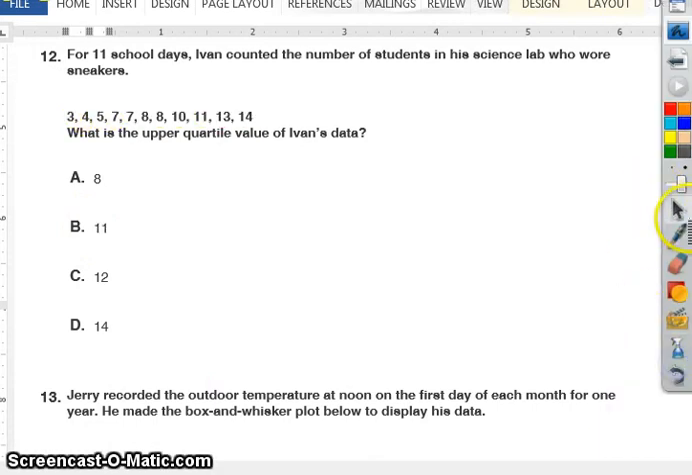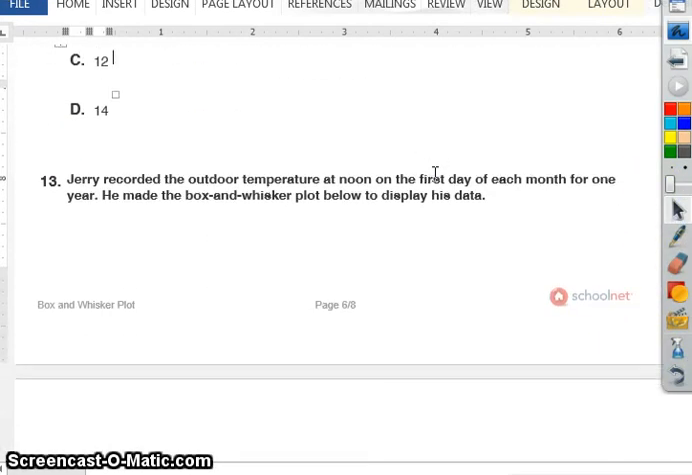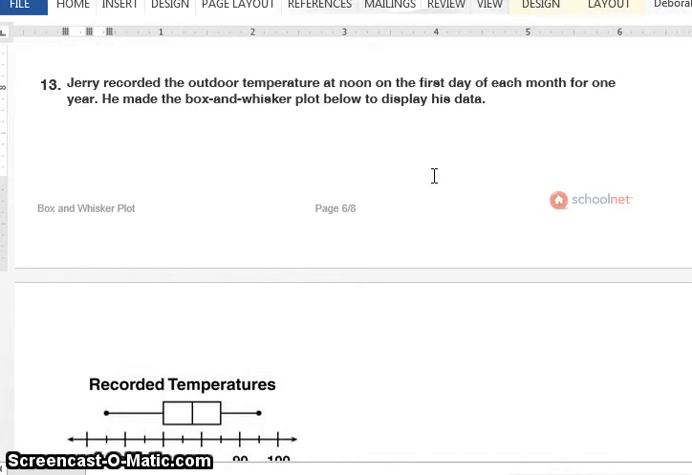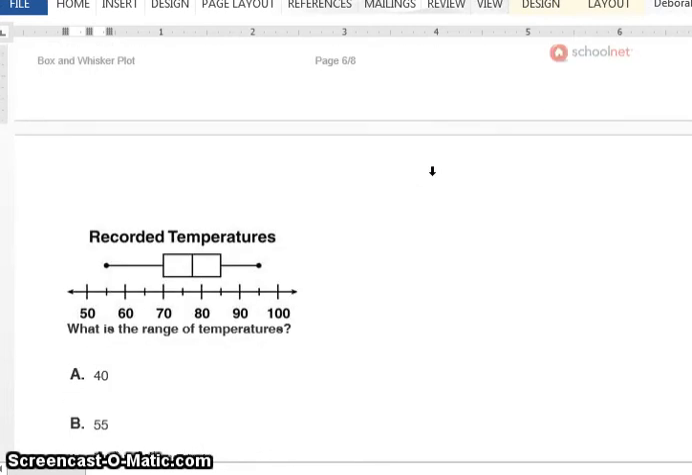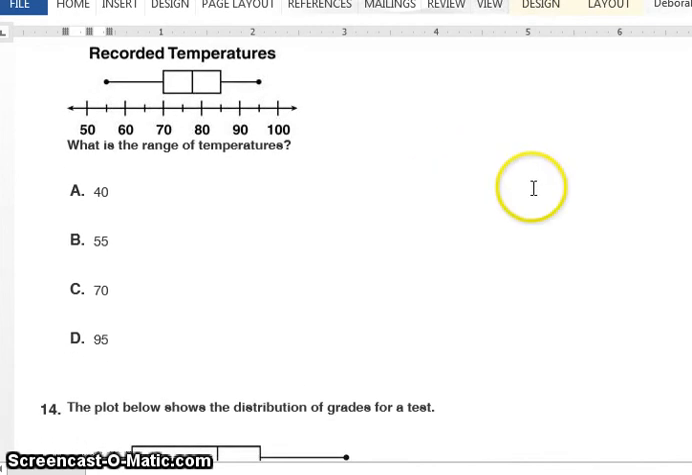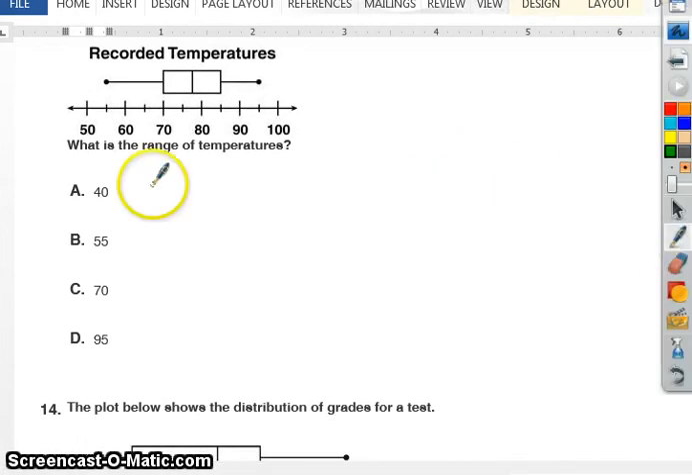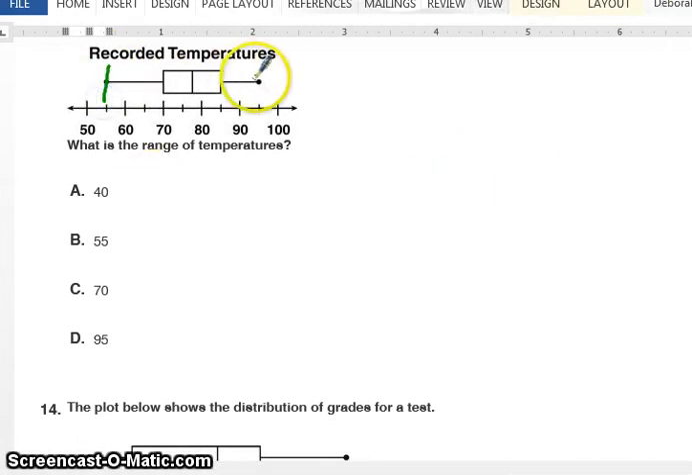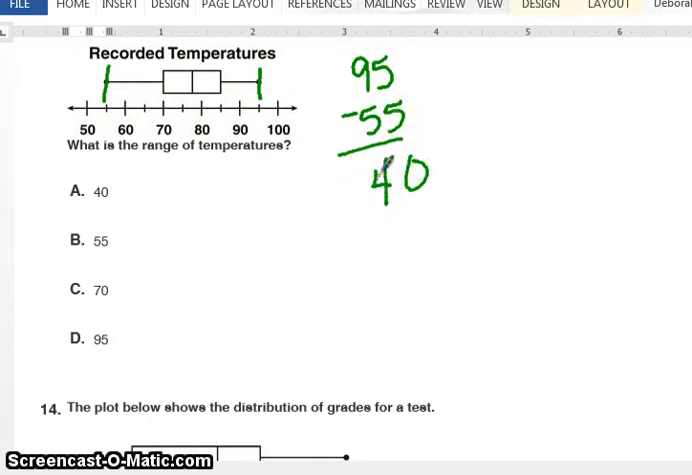Next, Jerry recorded the outdoor temperature at noon on the first day of each month for 1 year. He made the box and whisker plot below to display his data. What is the range of temperatures? So range is going to be the biggest minus the smallest. So that looks like it starts at 95 and goes to 55. And so 5 minus 5 is 0 and 9 minus 5 is 4. So the range is 40.